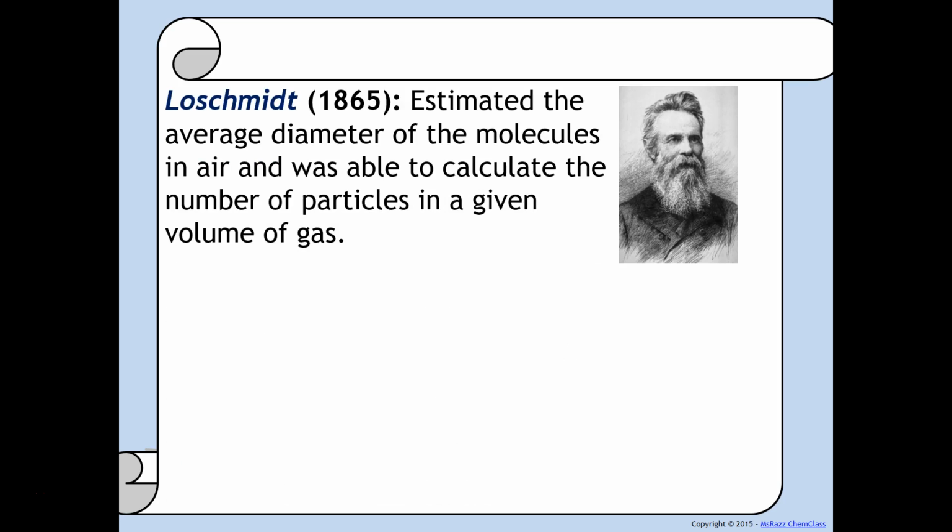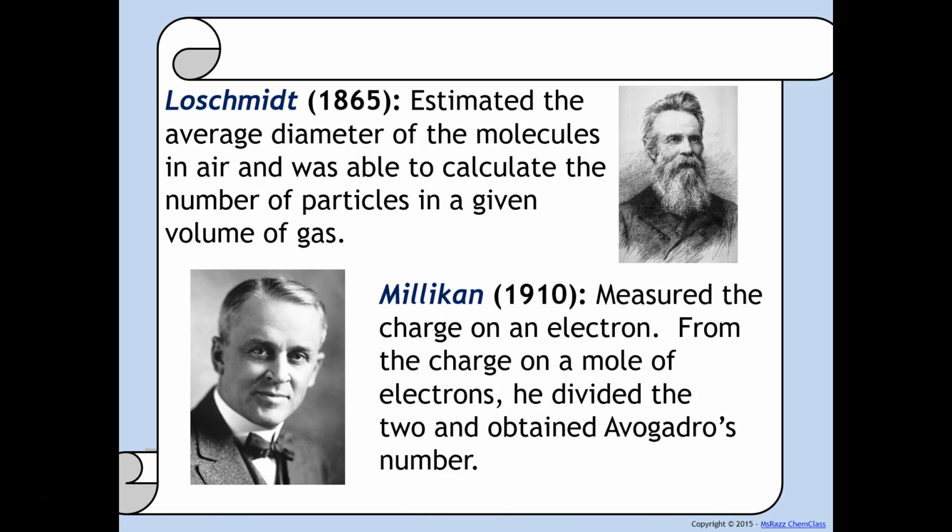Next up is Loschmidt, where he estimated the diameter of molecules in the air, and he was able to calculate the number of particles in a given volume of gas. Millikan was next. He measured the charge on an electron, and from this charge, he was able to calculate the charge on a mole of electrons. He divided the two numbers and obtained Avogadro's number.